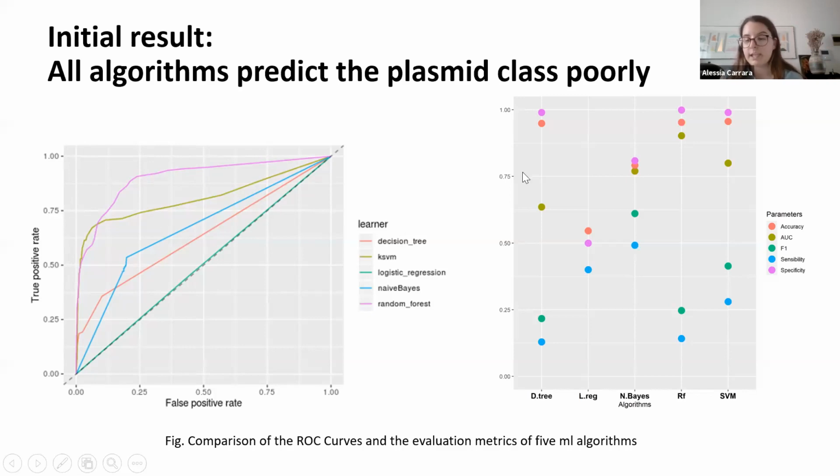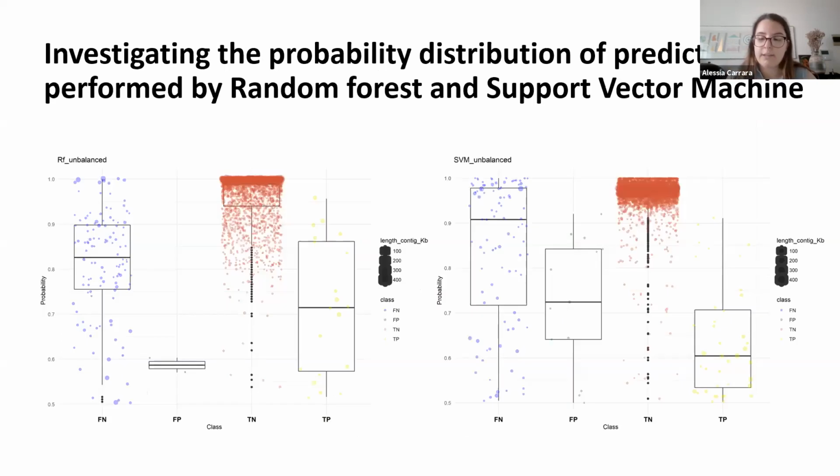While if we move the attention to the other graph, we have several parameters which are displayed for each algorithm. And we can observe how the chromosomes are really well predicted if we look here at the specificity values, while on the other side, the plasmids are almost completely not identified if we look here at the sensitivity value.